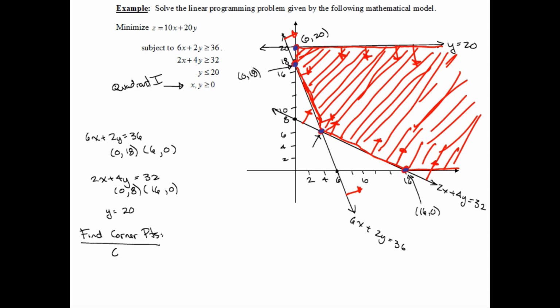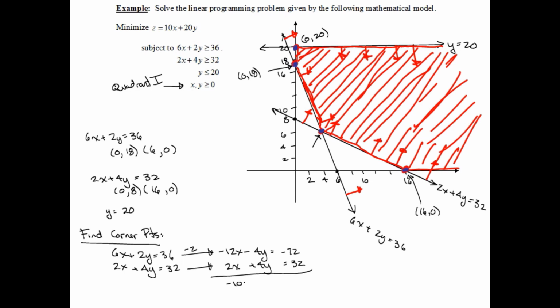Okay, and for that one we need 6x plus 2y equals 36. We also need 2x plus 4y equals 32. Let's multiply that top equation by -2. That'll give me -12x, -4y equals -72. If we add these, we have -10x equals -40. And so my x is 4.